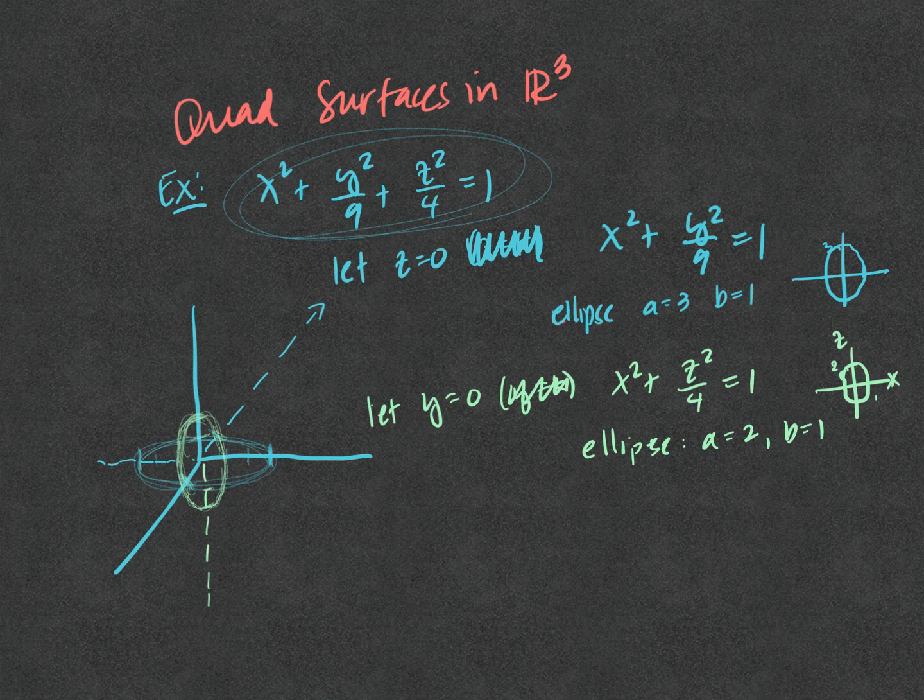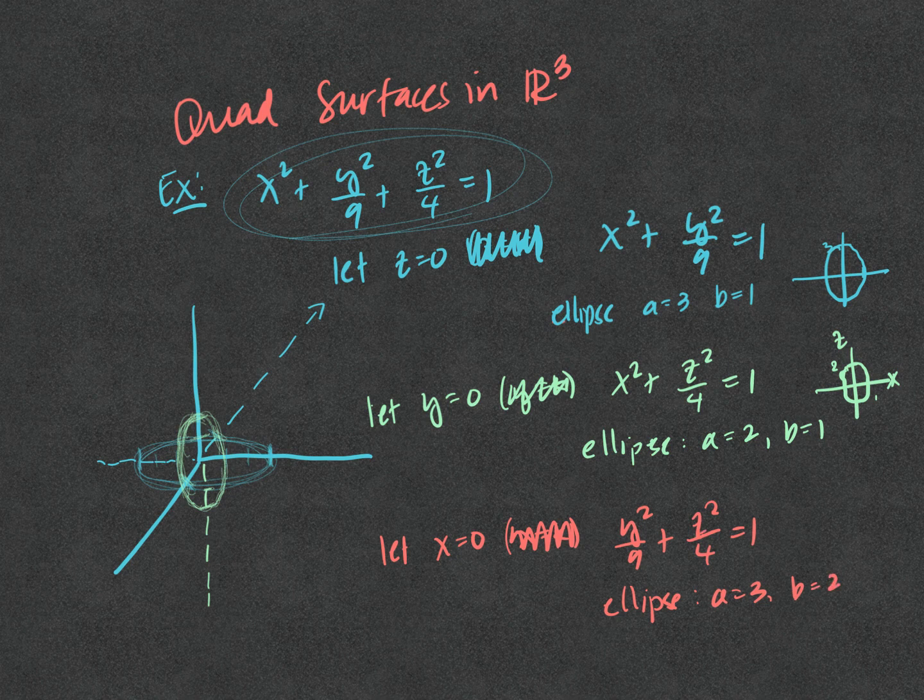So now let's go back and let x equal 0. If we let x equal 0, or let x equal k in our future reference, then we're going to say y squared over 9 plus z squared over 4 equals 1. Now in 2D, this is an ellipse, and our major axis is on the y with a equal to 3, and our minor axis is on the z with b equals 2. So let's draw that in here. We're going to hit the ellipse that goes through these two. And here we have our elliptical shape.